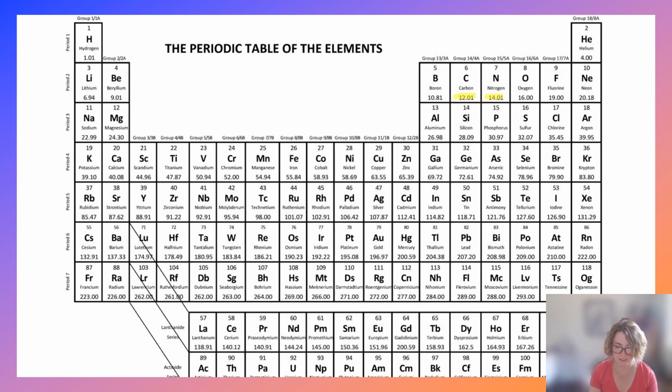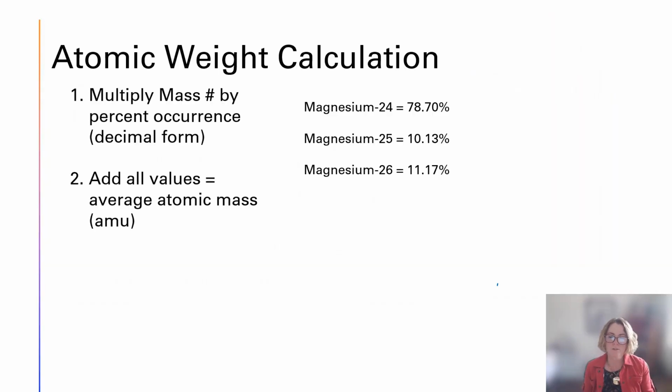So in this case, for carbon, the most abundant isotope of carbon is going to be carbon 12. And for nitrogen, since that's 14.01, this is going to be nitrogen. Please forgive my handwriting, but nitrogen 14. Okay, so sometimes you can tell by looking at the periodic table and looking at that number what the most abundant isotope is.